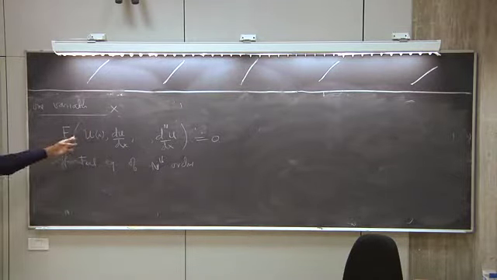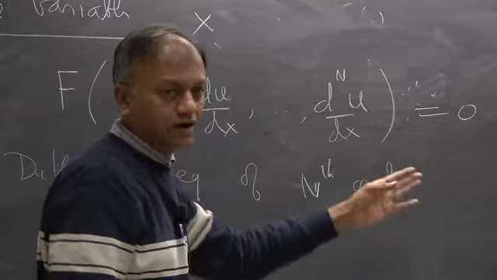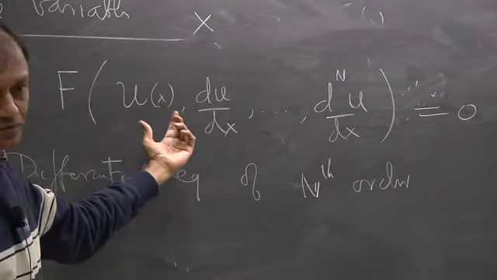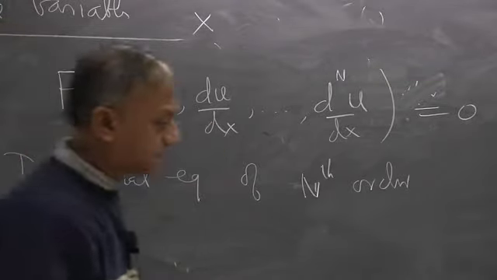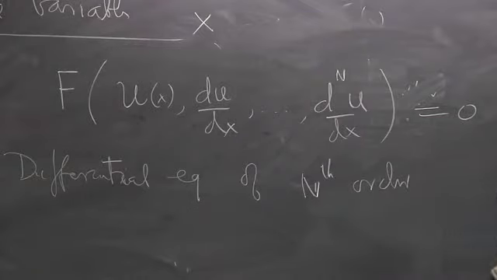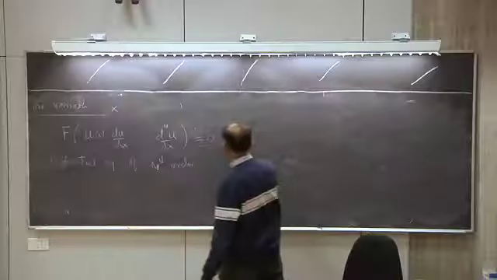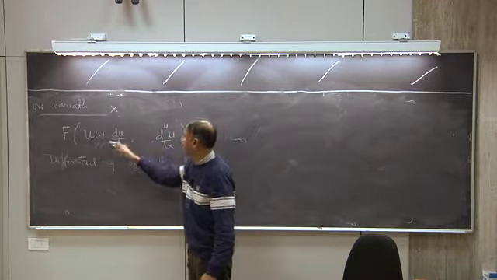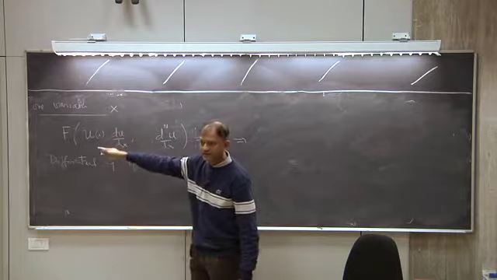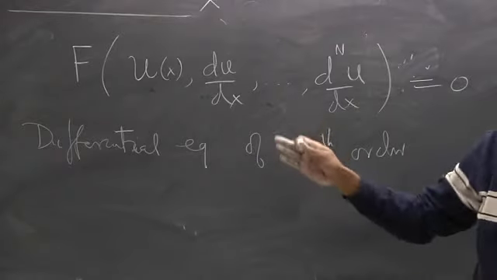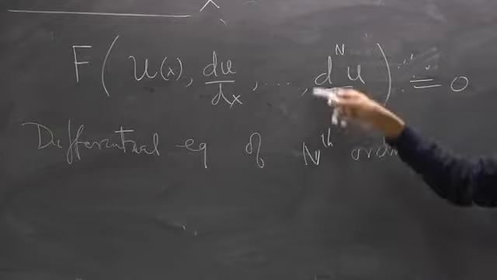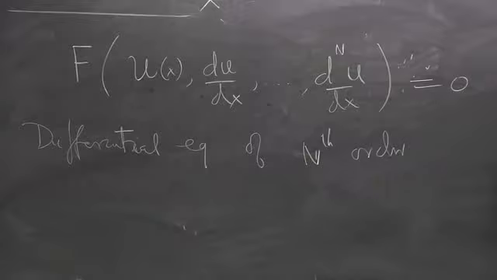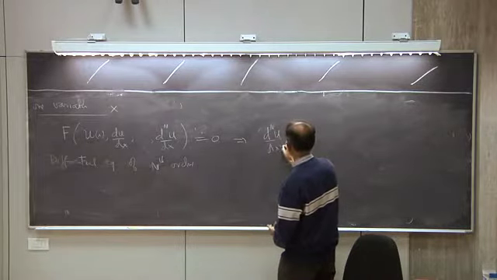Now, if you give me something like that, how will we try to solve this equation? We want to determine what u is. This is a basic question. So let me try to rewrite this equation in the following way. After all, I can always solve this algebraic equation in these n plus 1 variables, right? There are n plus 1 variables, so this is some algebraic equation. And suppose I can solve for d^n u by dx^n.